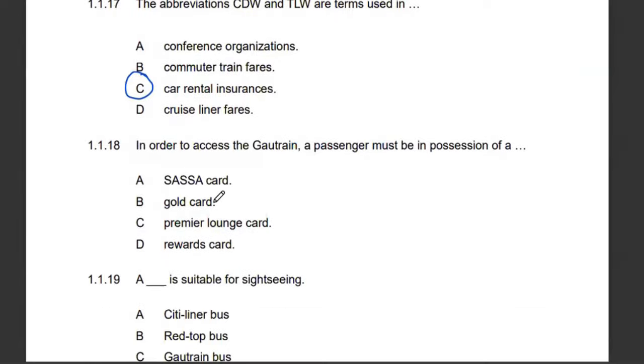In order to access the Gautrain, a passenger must be in possession of a gold card. In order to access the Gautrain, you must have a gold card. It allows you access to the what? To the Gautrain.